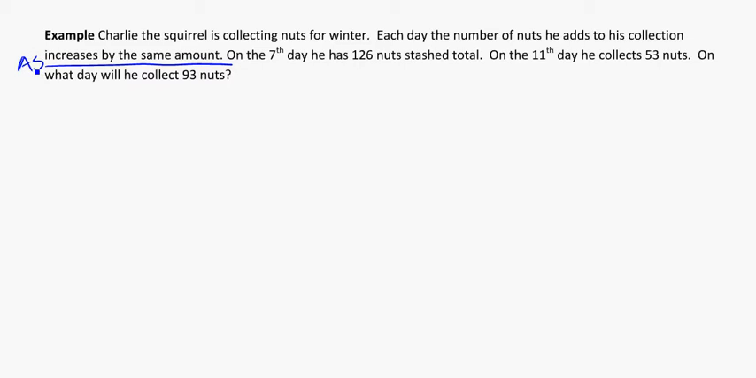On the 7th day he has 126 nuts stashed in total. So on day 7, that's the total, so you'd be thinking sum. S7 is equal to 126. On the 11th day, he collects 53 nuts. Okay, so on day 11, he actually collects 53 nuts. So that's not the total, that's just the amount he collected on that day. So that's T11 is equal to 53.